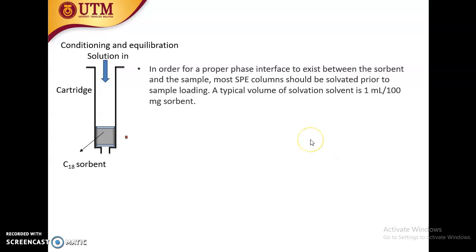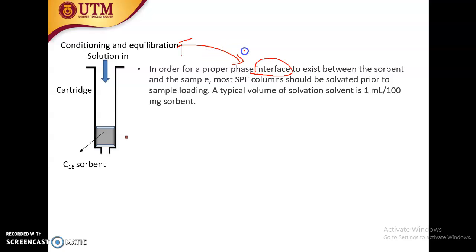Let us look one by one at each procedure. During conditioning, usually you use the same elution solvent that you use in the last step. What is the function? This is for the material to be equilibrated, meaning that it is to be ready.